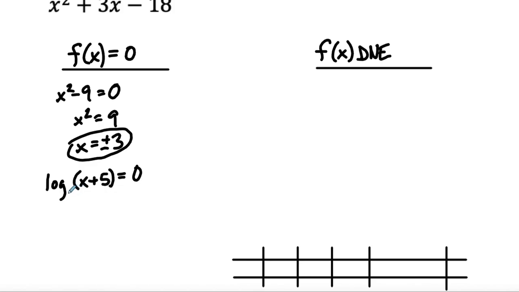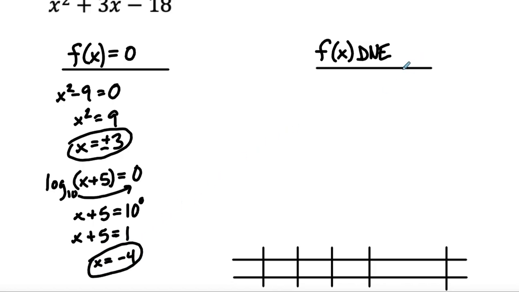So this is really log of x plus 5 equals 0. We need to convert, this is really base 10, right? So we need to convert to exponential, which means 10 goes over here, 0 becomes the exponent. All right, well, anything to the 0 power is just equal to 1. Let's rewrite that so it looks a little better. Anything to the 0 power is equal to 1. So that means x plus 5 equals 1, so x equals negative 4. So now we have another solution here.